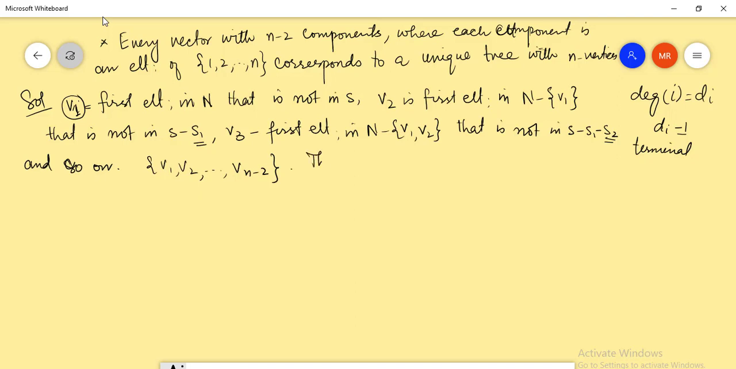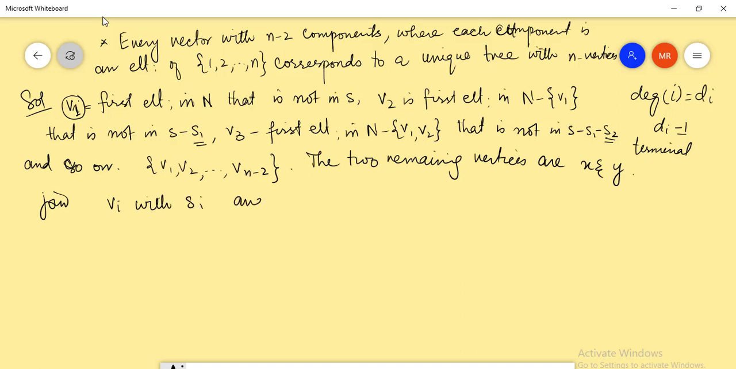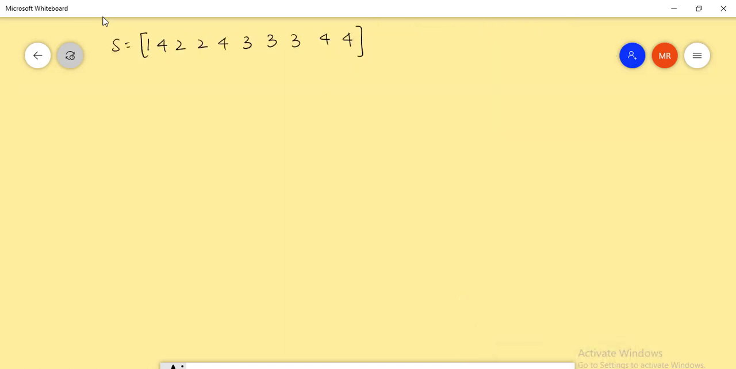The two remaining vertices are X and Y. And now what do we do? We join Vi with Si and X with Y to obtain the unique label tree corresponding to this vector. This is elaborated in the next example.